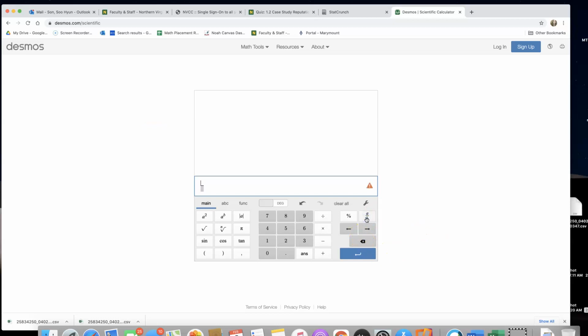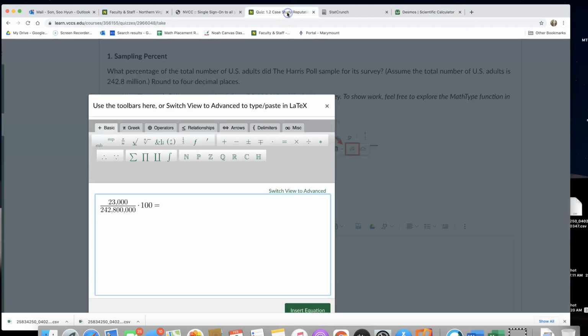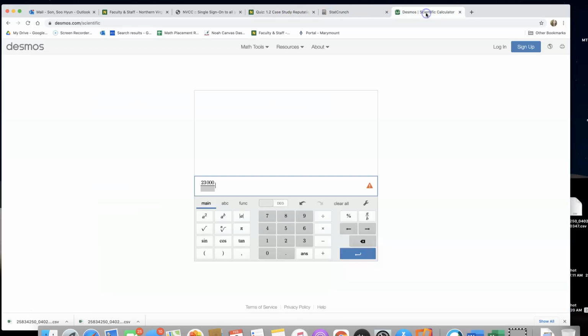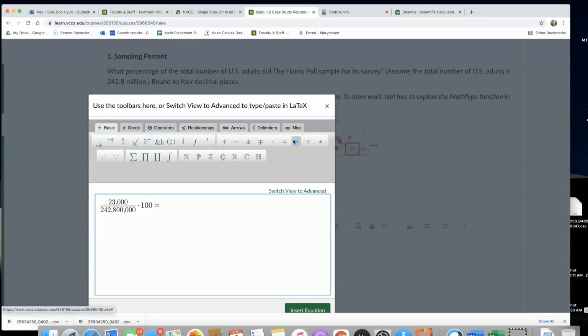All right. So the top number was 23,000. And the bottom number was, gosh, I forgot. What was it? Bottom number was 242,800,000. I need 5 zeros after the 8. And now I'm going to multiply this by 100. I'm doing part over whole, and part being the sample size and whole being the whole US adults. And look, I got that number, and I ask you to round this to 4 decimal places. So let me go ahead and copy down 6 numbers after the decimal so that I can round down or round up. Let me copy this down here.